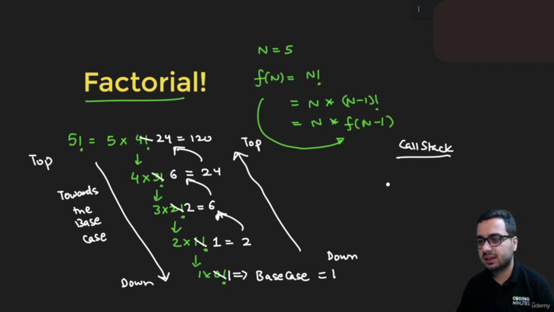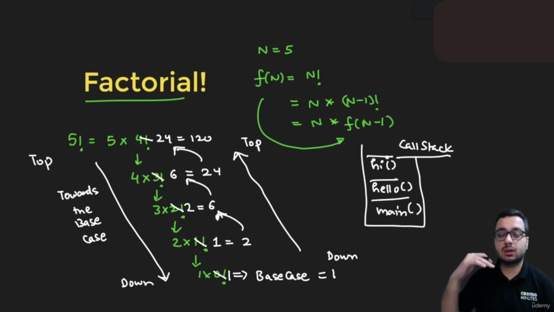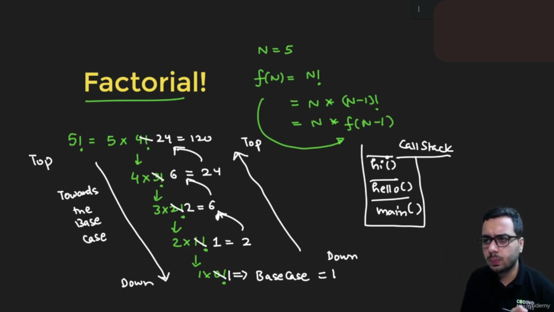So what happens is, let's say you have a function main and it makes a call to the function hello, which further makes a function call to, let's say, a function hi. In the call stack, you will see that these functions get stacked on top of each other in the order in which they are called. Once the function hi is completed it will go off, once the function hello is completed it will go off, and once main is completed it will also go off.